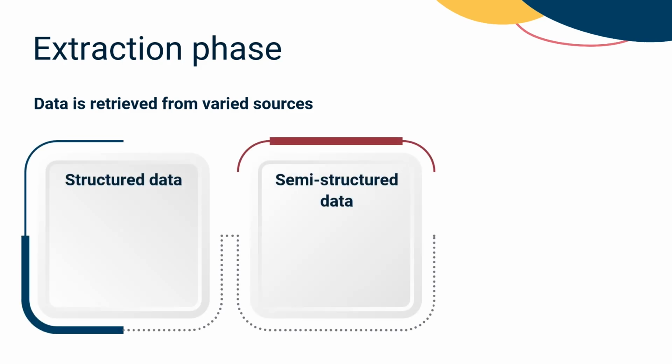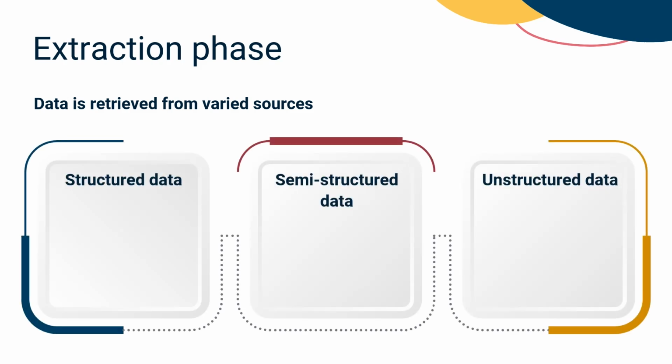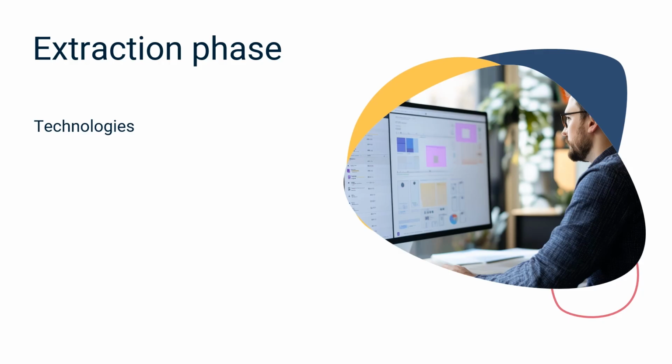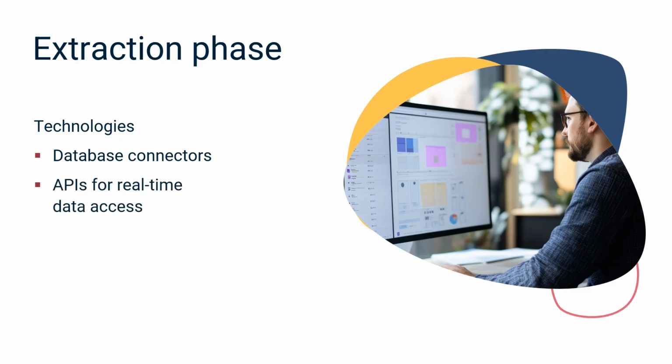The extraction phase involves retrieving data from varied sources. The data could be structured, semi-structured, or unstructured. For example, structured data could be stored in databases such as Oracle or SQL Server, semi-structured data in XML files, JSON data, and log files, and unstructured data in emails and documents. The technologies commonly used for data extraction are database connectors such as JDBC and ODBC, APIs for real-time data access, and tools such as Apache NiFi and Informatica for automated data retrieval.